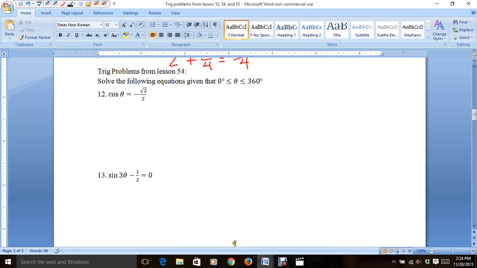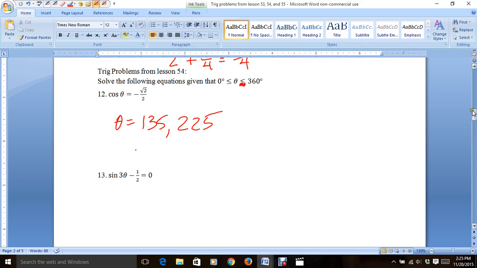So theta is either 135 or 225. And those are the only possibilities between 0 and 360, and this is not supposed to be less than or equal to.